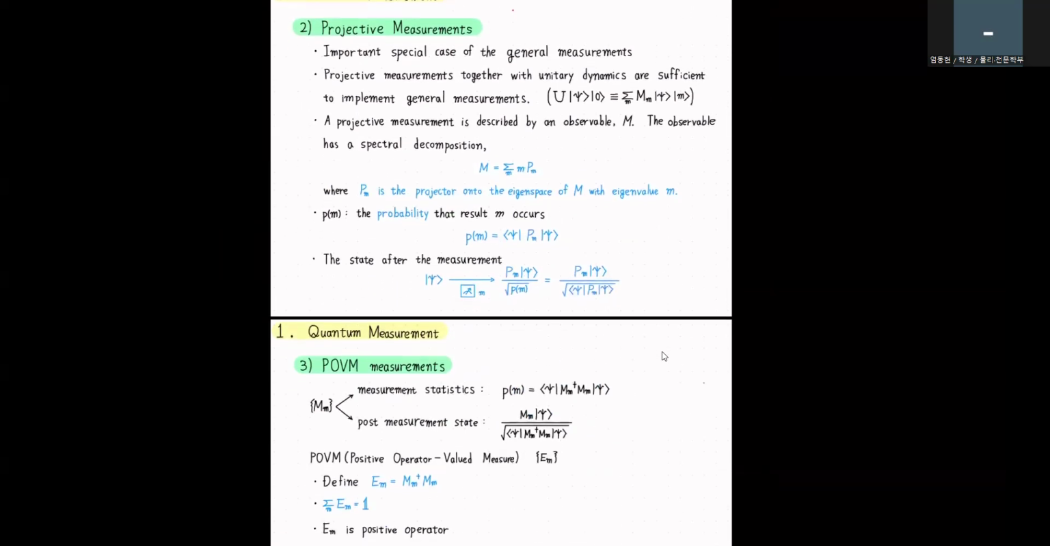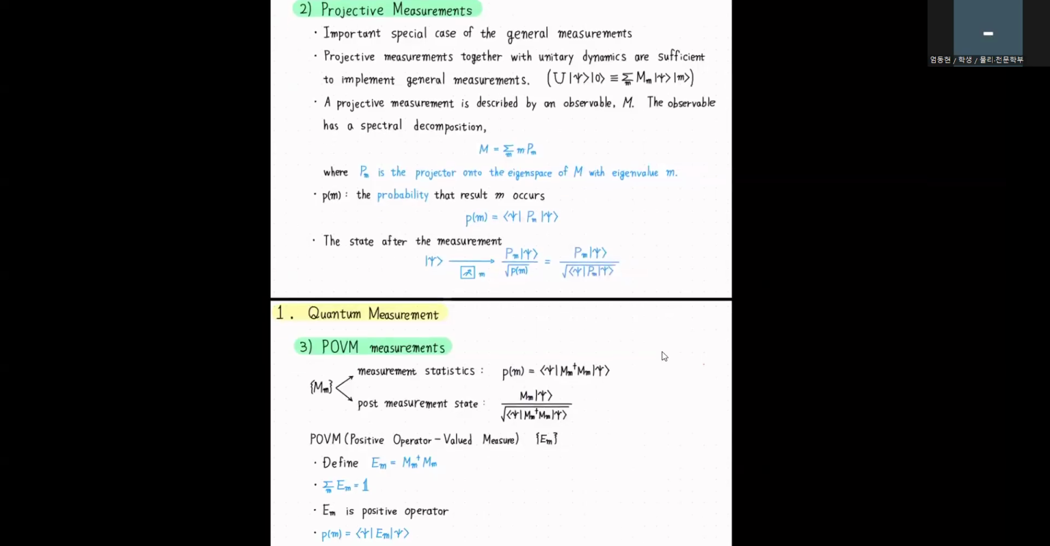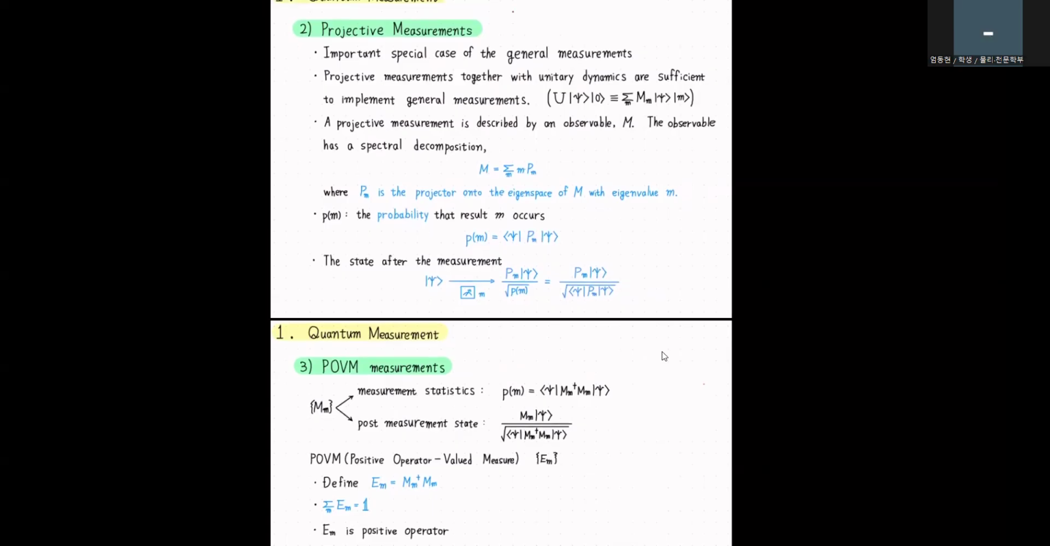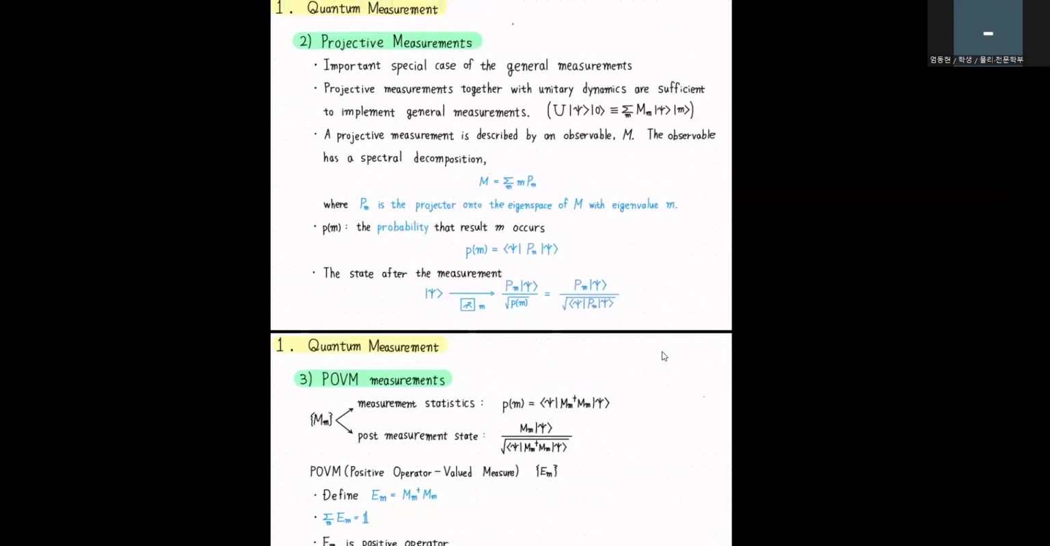Now, there are two different measurements we can define using such measurement operators. The first is called projective measurements. Most measurements in quantum mechanics are projective measurements. This is an important special case of the general measurement framework we've defined above. And projective measurements, together with unitary dynamics, are sufficient to implement general measurements. So most of the time, what you'll need is a projective measurement. By that, I mean that we can define a unitary operator with psi and an ancilla to store the final measurement state. And then this can be used to represent the final result of a measurement on psi.